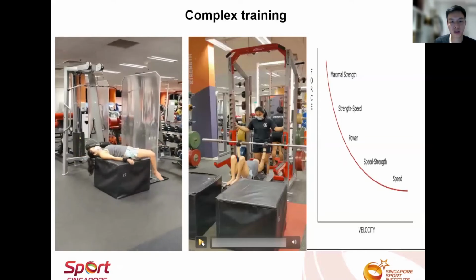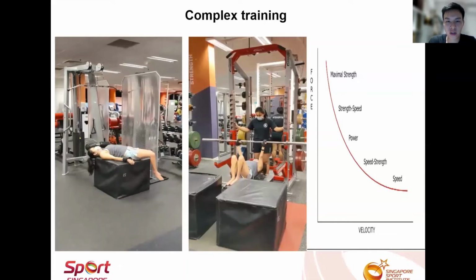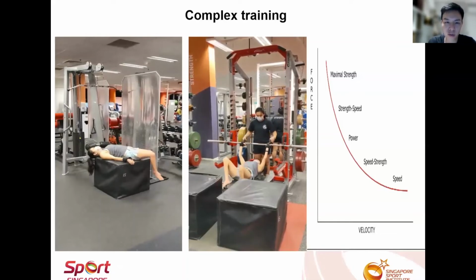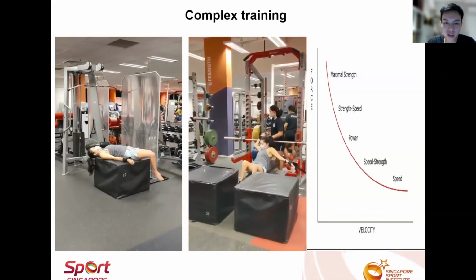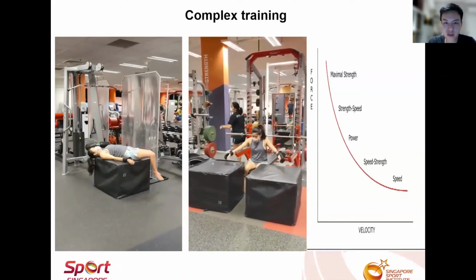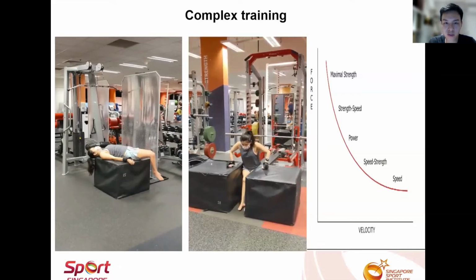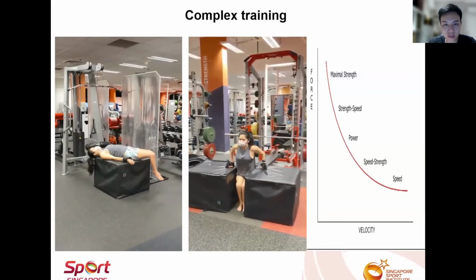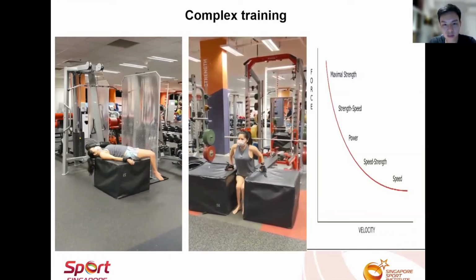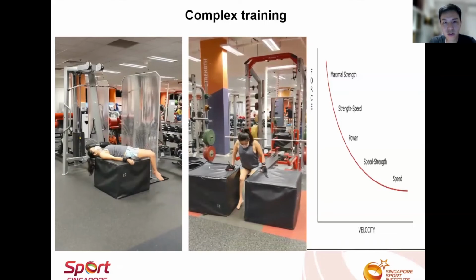Okay, next up we look at another one using the bench. So similarly, we use a heavy weight. As for this, it's just a demo, so there's no weight on the bar. But typically in training, we try to push the weight as much as we can, and pair it with an explosive exercise or something specific to what she will do in a swim. So these complex trainings help to target both the high force and high velocity side of the curve.